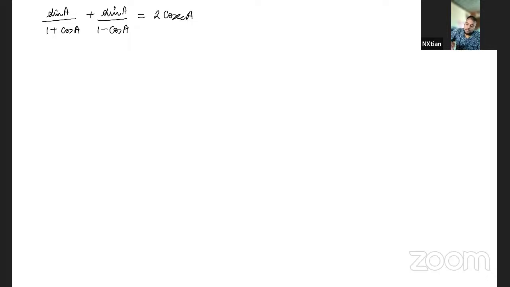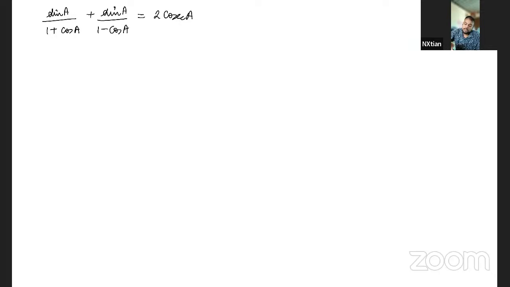See, first is that the denominators are not the same in this question, 1 plus cos A and 1 minus cos A. Now for that, I have to make the denominator the same. So guys, please pay attention. How will you make the denominator the same in this case?